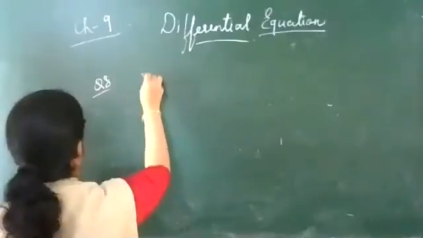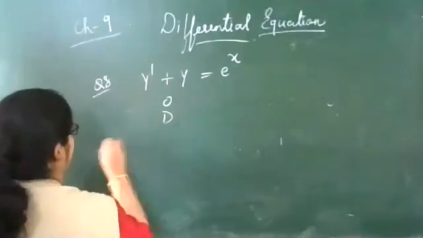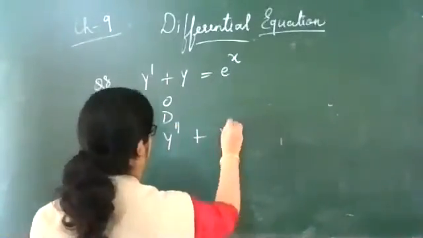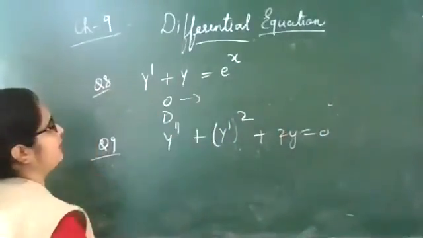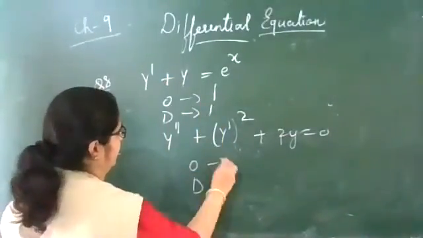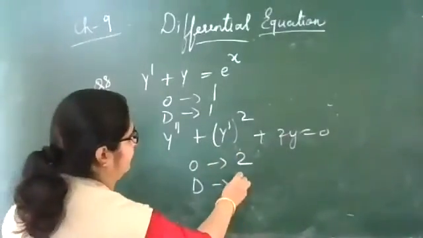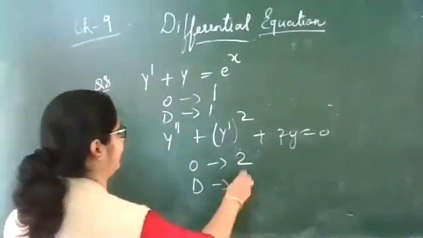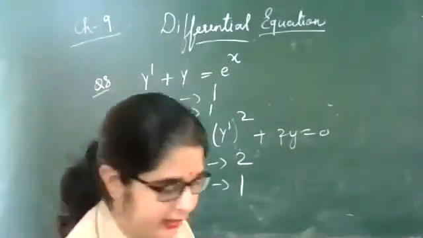y double dash plus y dash plus y is equal to 3. So your order and degree, tell me. Order 2, degree 1. The degree will be 1, because the highest power of the order 2 derivative is 1. Clear? Then come to question number 10.